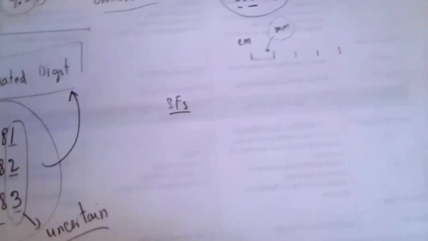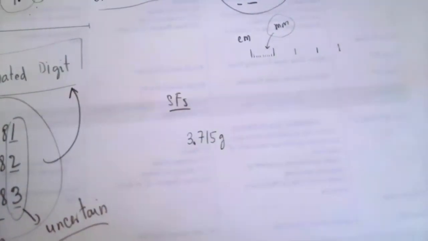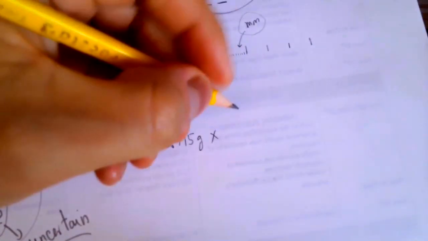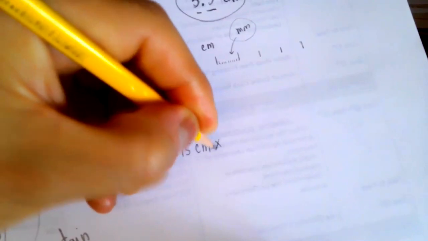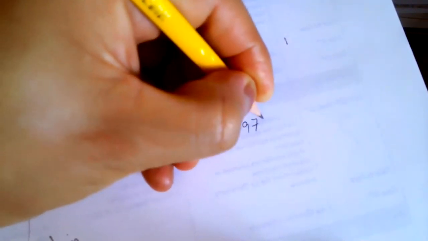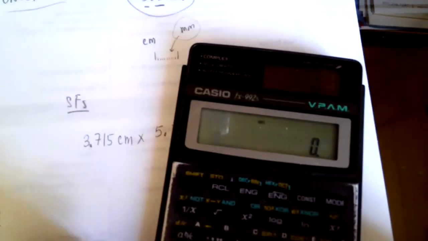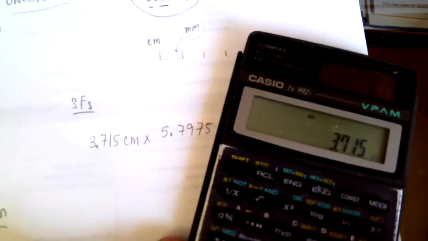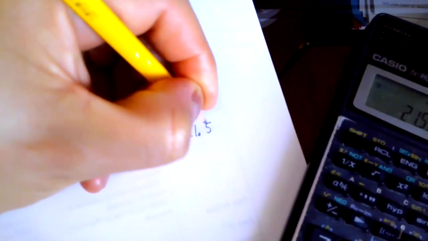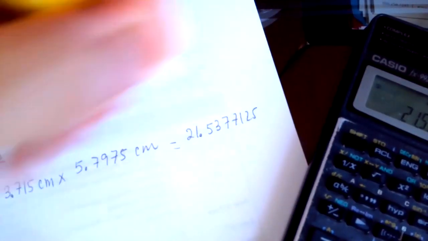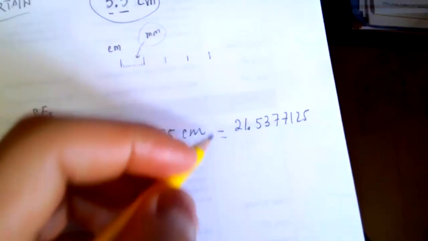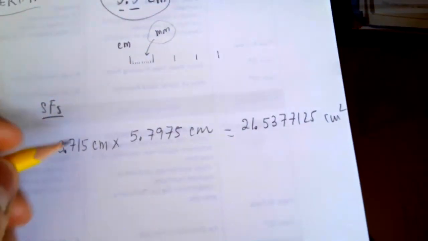Okay, so in this case, sig figs, let's say I'm trying to multiply 3.715 centimeters, let's use area, times 5.7975 centimeters, okay? So if I use my calculator, 3.715 times 5.7975, I get out of the calculator 21.537725. Okay, that's what I get from the calculator. Should I report all this? Definitely not, right?